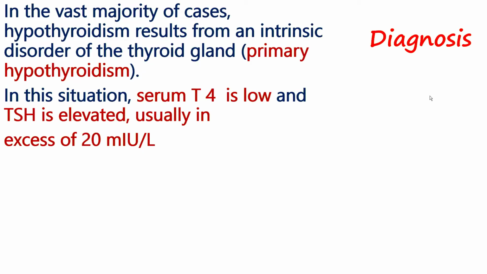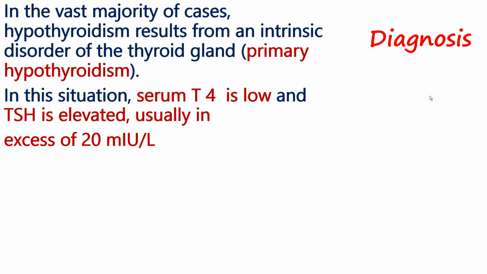As for diagnosis, as the most common cause is primary thyroid failure, we get here a TSH level which will be elevated, usually above 20 micro international units per liter. The usual range is up to 4.6 micro international units per liter. So here it is elevated to more than 20 because, as we said before, the thyroid hormones have a negative feedback effect on the TSH.